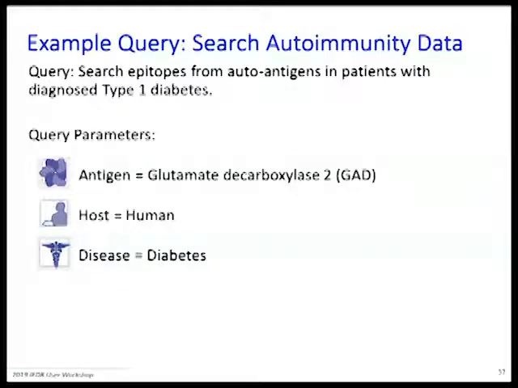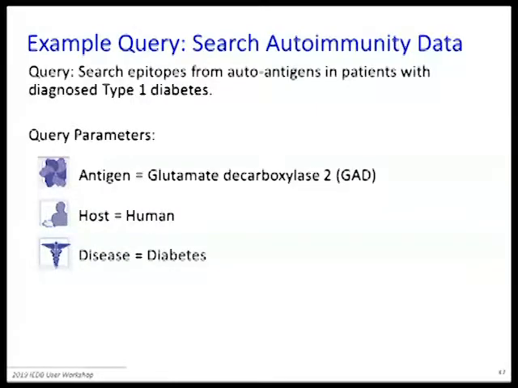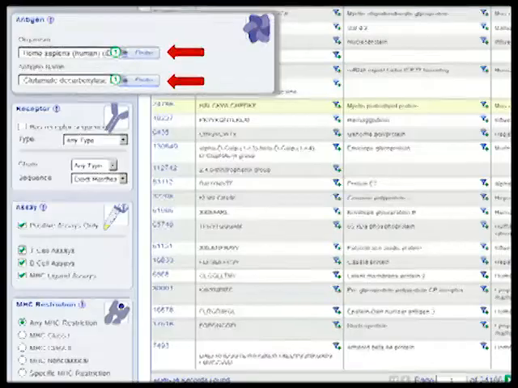So if you're interested in epitopes from auto-antigens in patients that are known to be suffering from an autoimmune condition, in this case diagnosed with type 1 diabetes, that can very easily be done by defining an antigen, a host, and a disease. So the antigen of choice is up to you, of course. In this case, I took the common GAD antigen for diabetics. Humans will be my host, and disease I'll define as diabetes.